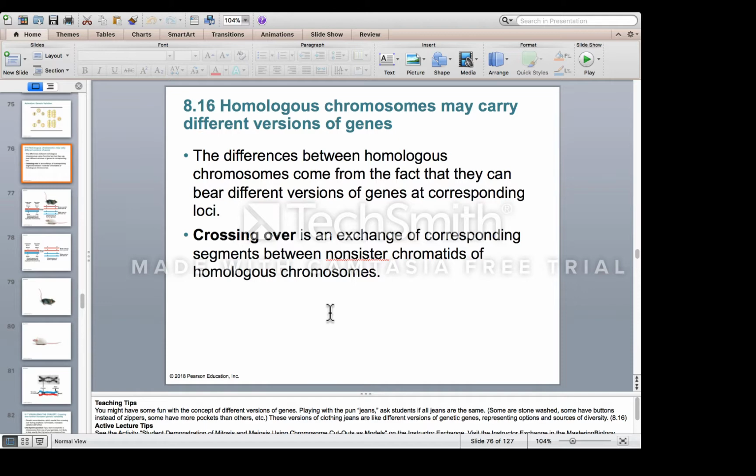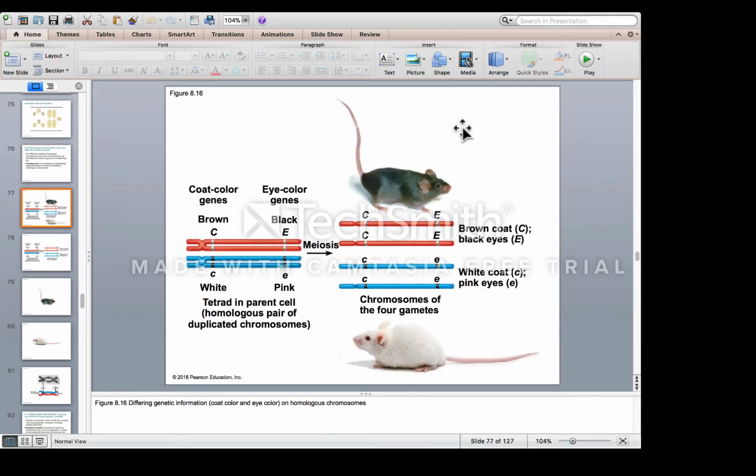The versions of genes are like different versions of genetic genes, representing options and sources of diversity. Okay, pretty cool example. Anyway, let's take a look at mice.